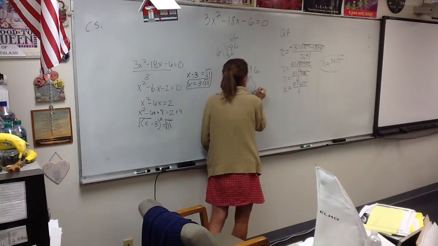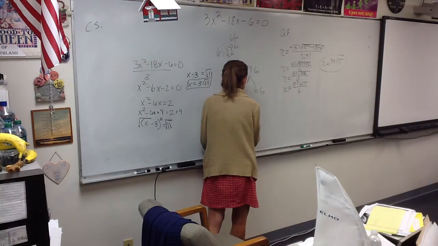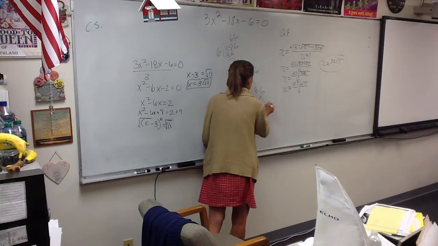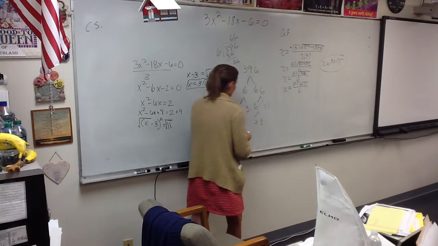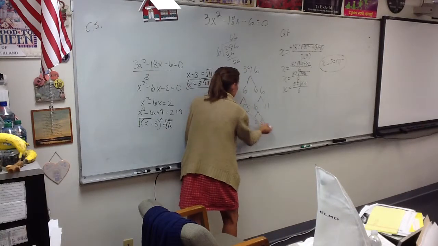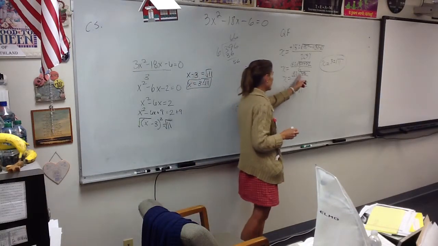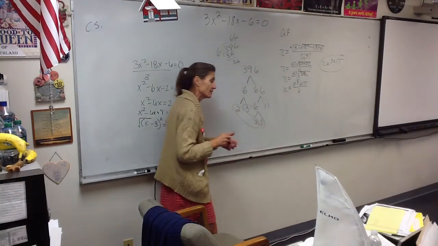So it's 6 times 66, which is 2 times 3 times 6 times 11, which is 2 times 3 times 2 times 3 times 11. So I've got 2 2s, 2 3s, and a leftover 11. That's how we got 6 root 11. Nicely done.